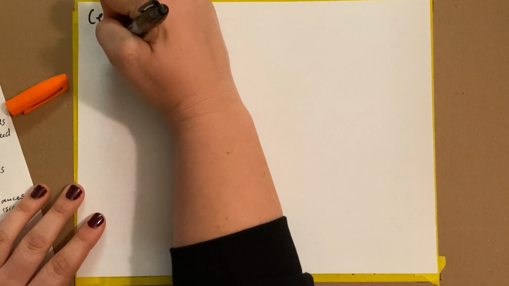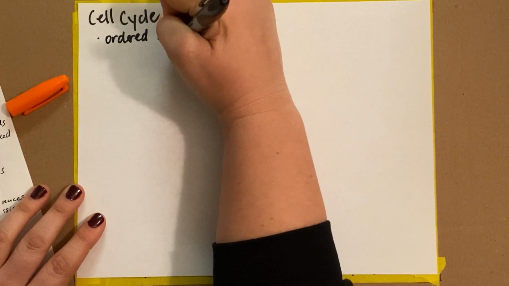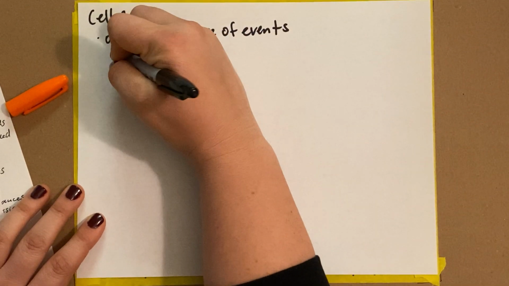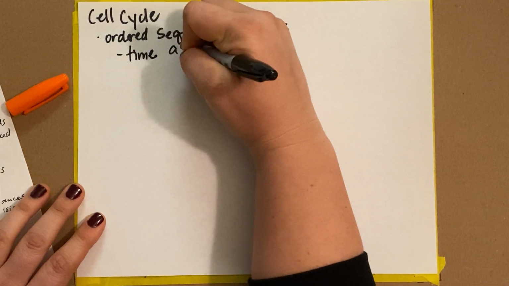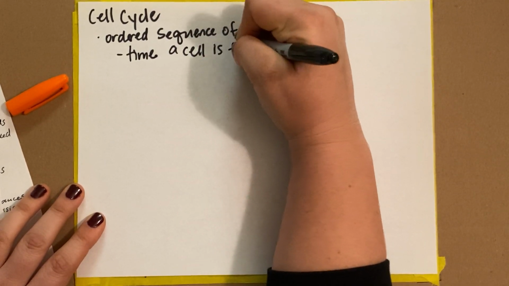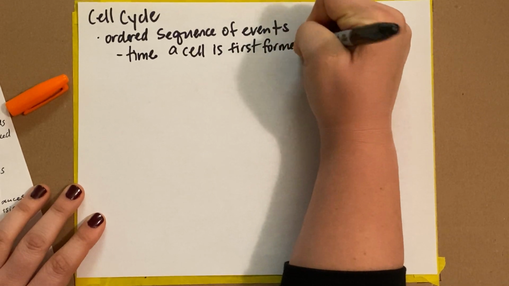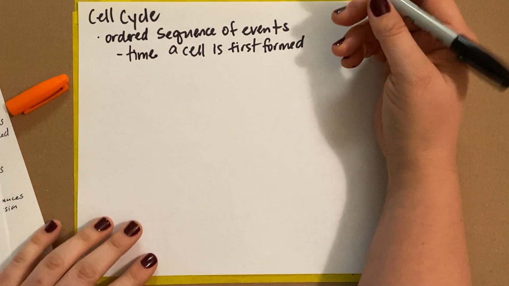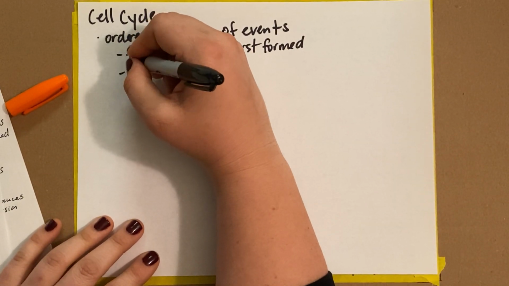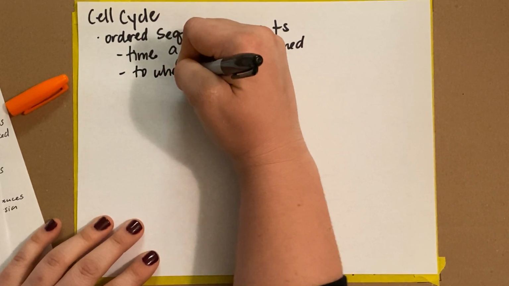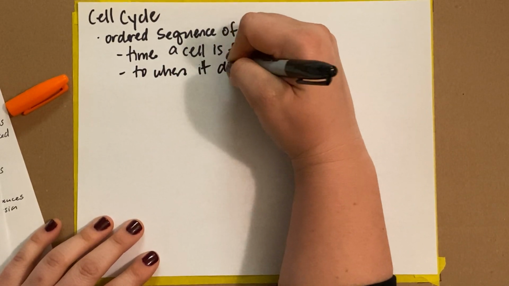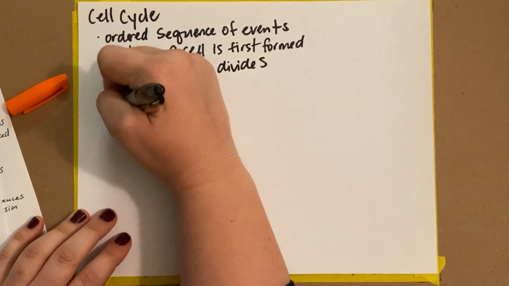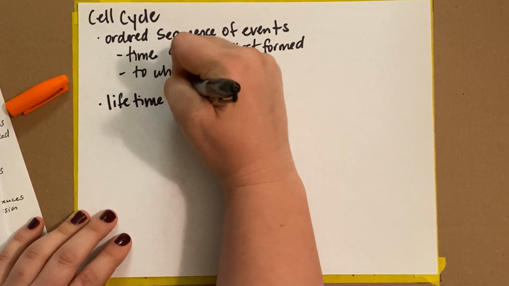Okay, so it's an ordered sequence of events. Okay, and it's from the time a cell is first formed, so it's just been divided and it's a new cell, to the time where it's actually going to divide, to when it divides. Okay, and so you can kind of think of this as the lifetime of a cell.